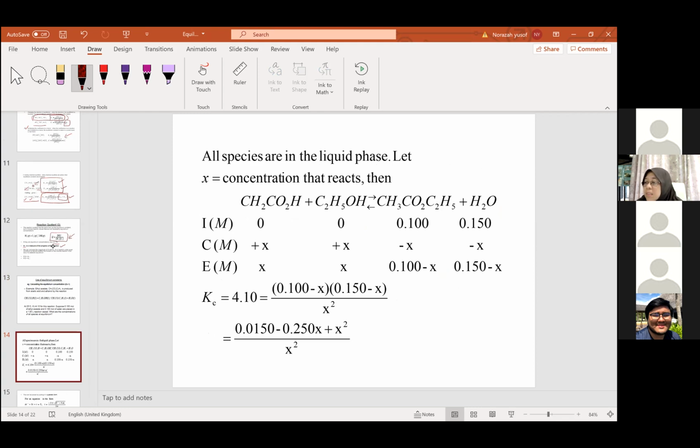So this is initial. Okay. And this is concentration, the change of concentration. And this is equilibrium, yeah, concentration at equilibrium.